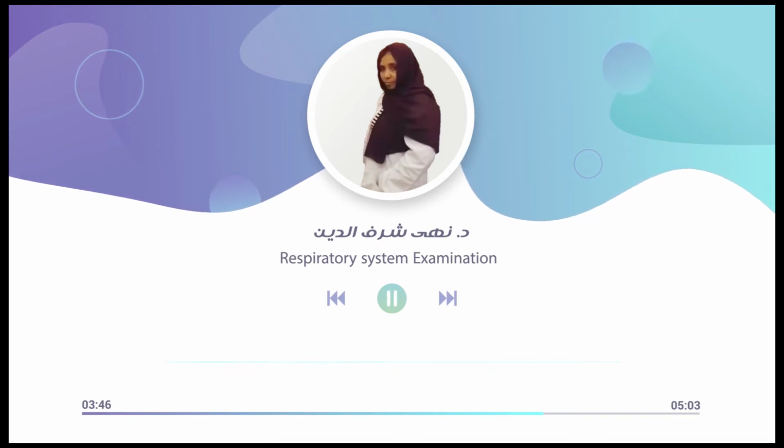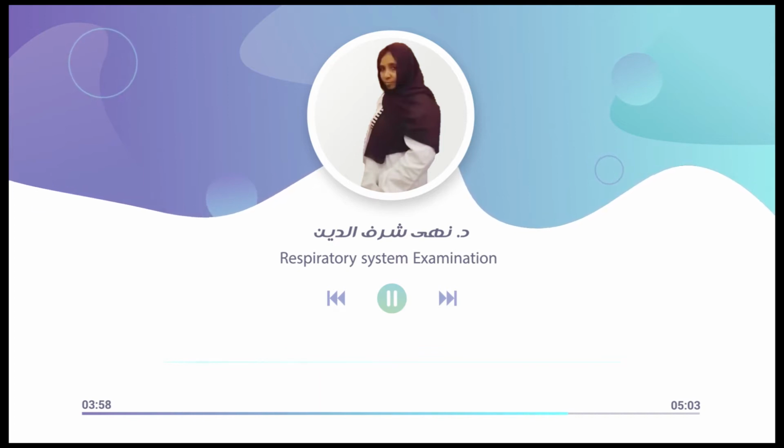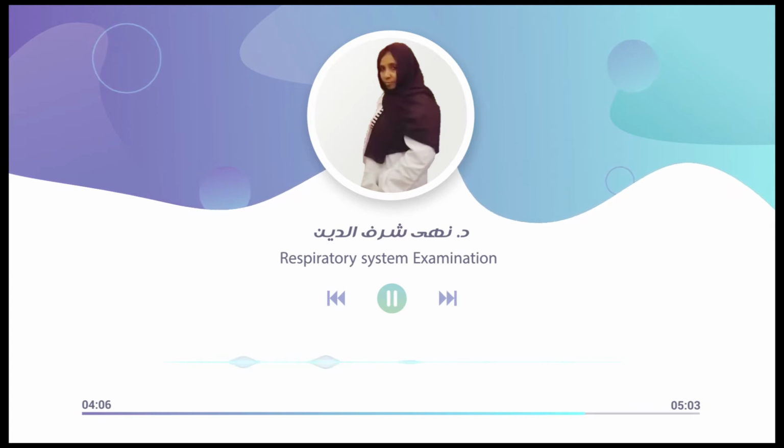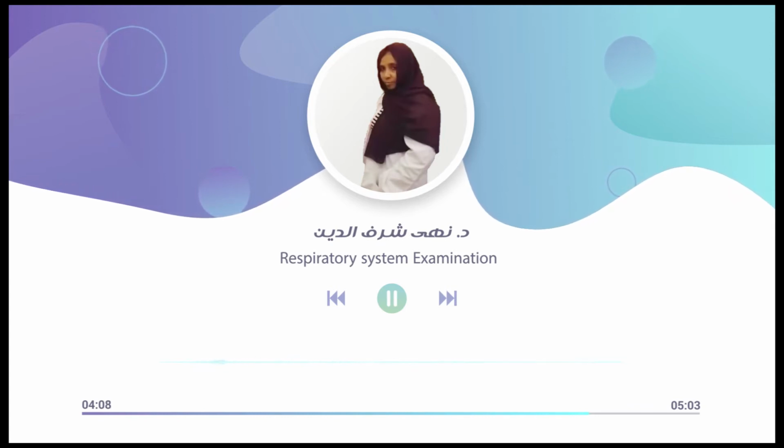After that you go to percussion, along the anterior mid-clavicular line and the axillary line, starting percussion from the supraclavicular area, on the clavicle itself, and on the anterior chest wall. And it is always in a comparison manner, meaning right and left, or left and right.